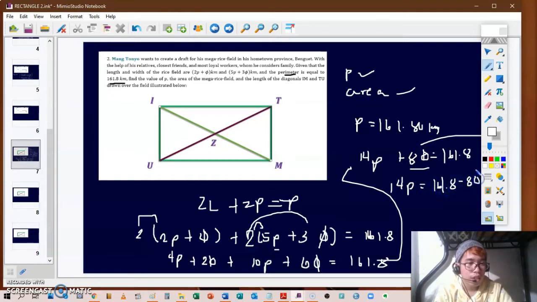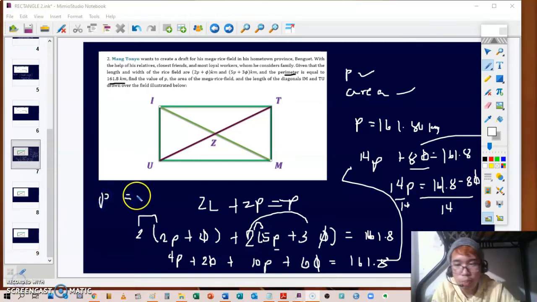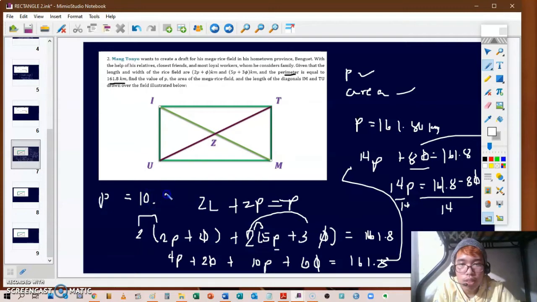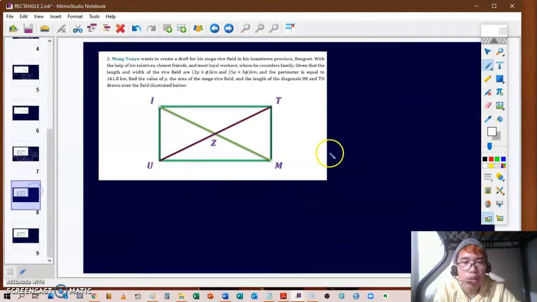If we divide both sides by 14, we get the value of P. So P is equal to 10.63. Now that we have solved for the value of P, we can now solve for the value of the diagonals.